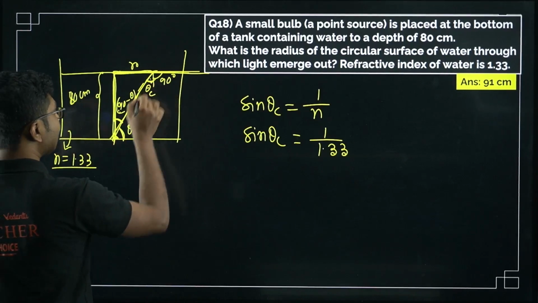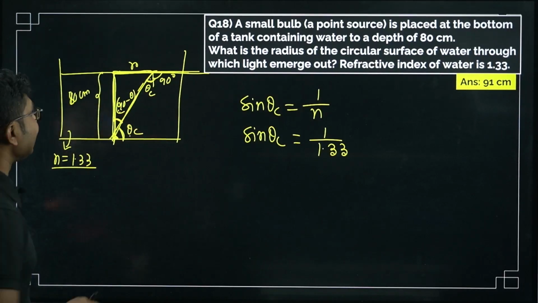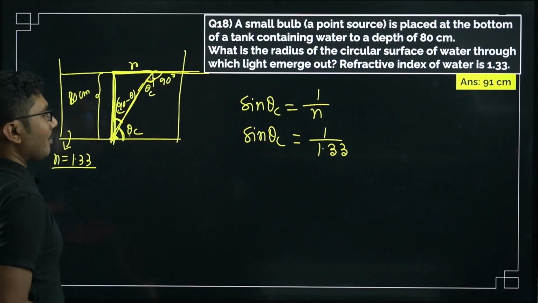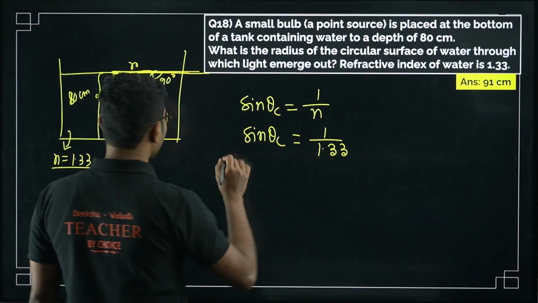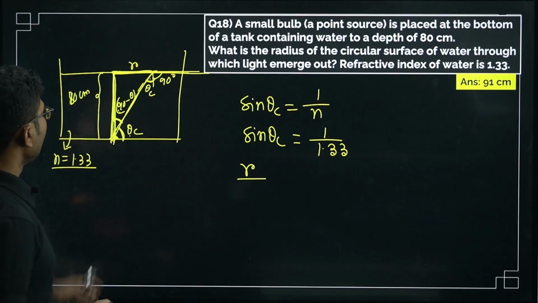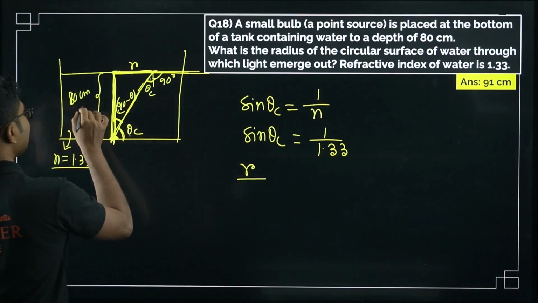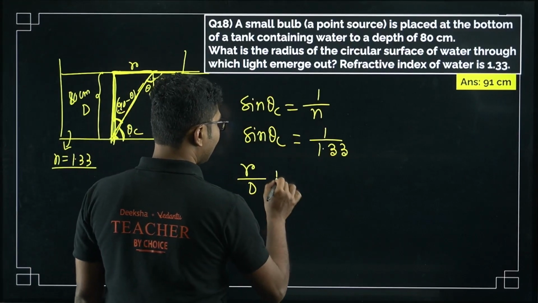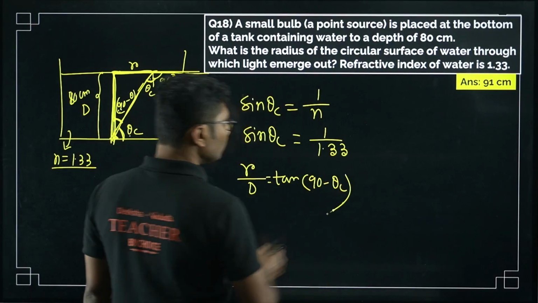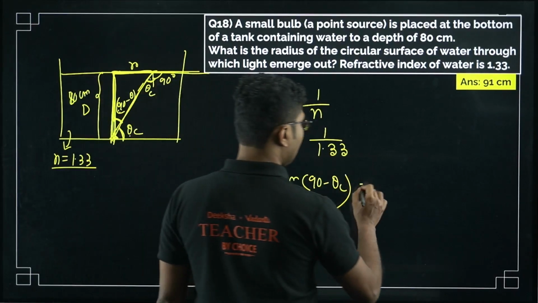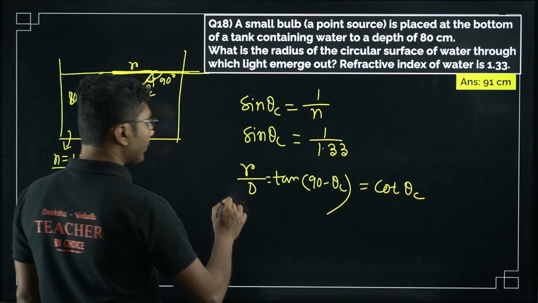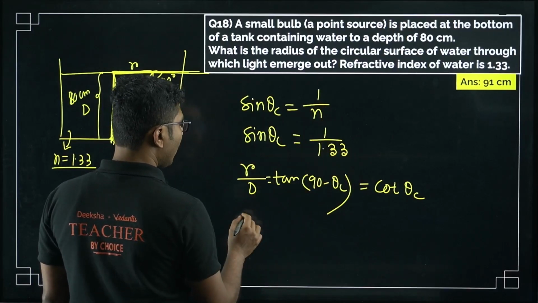So if this is theta c, this is theta c, as I said, this is 90 minus theta c. Now suppose this is the angle, so this is base, this is perpendicular. Perpendicular by base is tan theta. R by this distance, say this distance is d, R by d is equal to tan(90 minus theta c), right? So this will be cot theta c, right? So this is how we were going to solve it. Even if we do not know the exact value, we can still solve it.